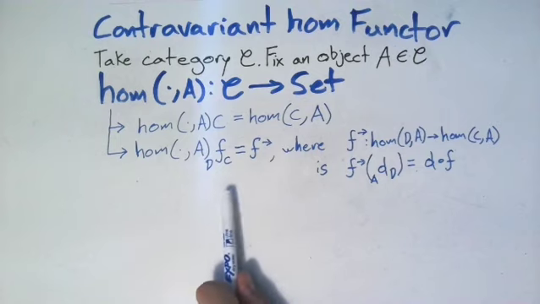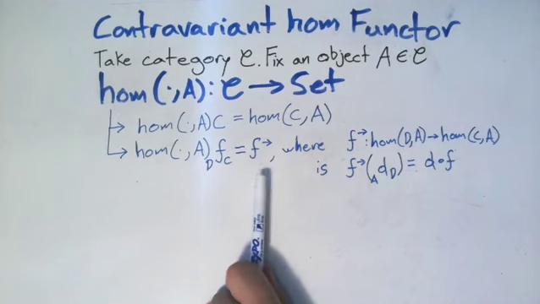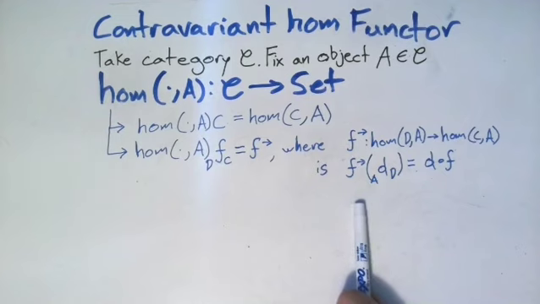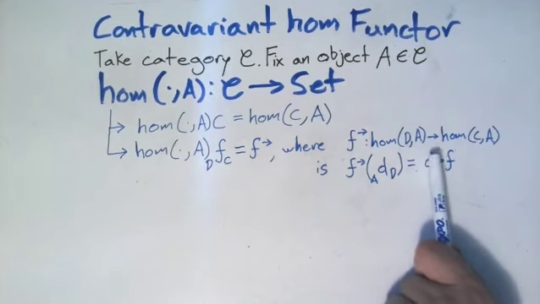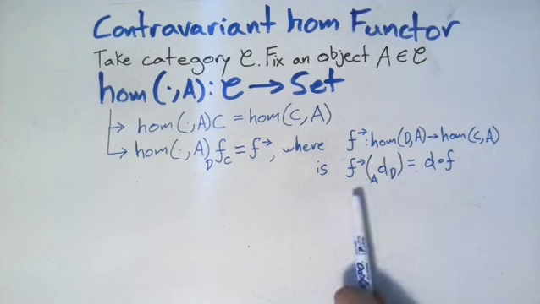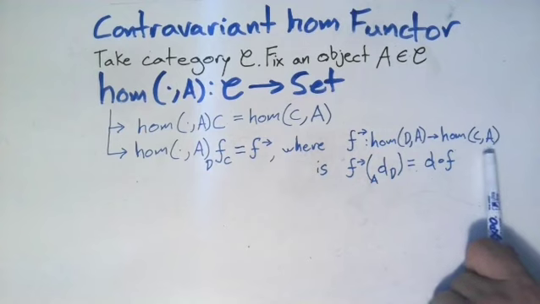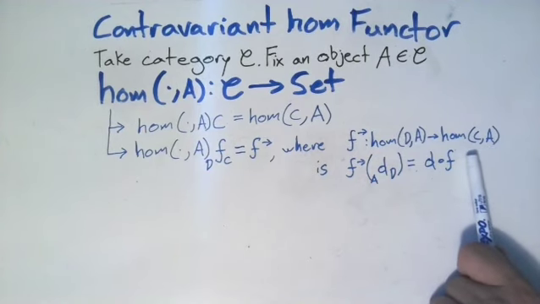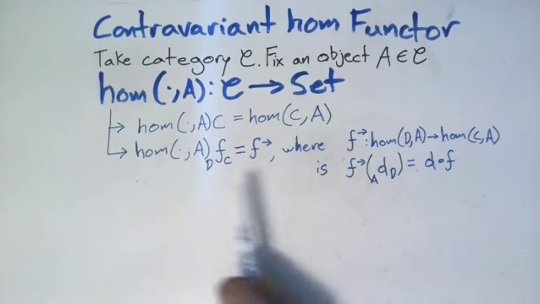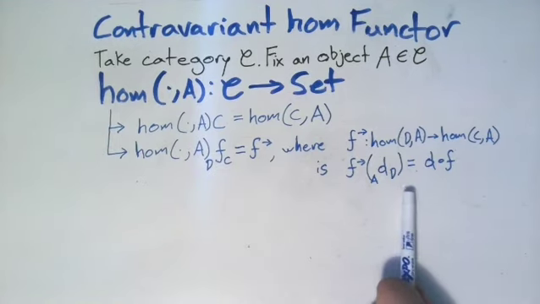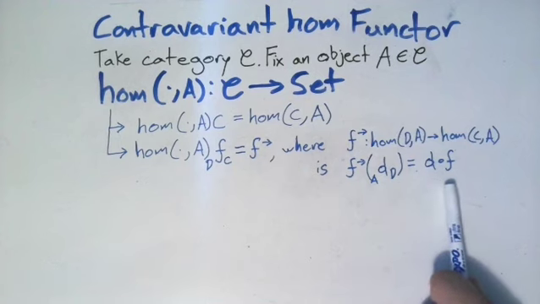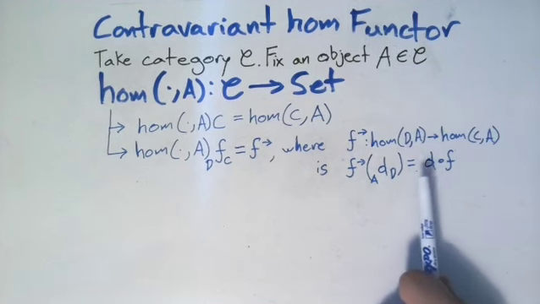We also need to map the morphisms, so we map morphisms f from C to D to the "precede by f" function, where the precede by f function takes morphisms from D to A and simply precedes by f. So we apply d after f, which, as required, is a morphism in the Hom set from C to A. f takes us from C to D, d takes us from D to A, so d after f will take us from C to A.